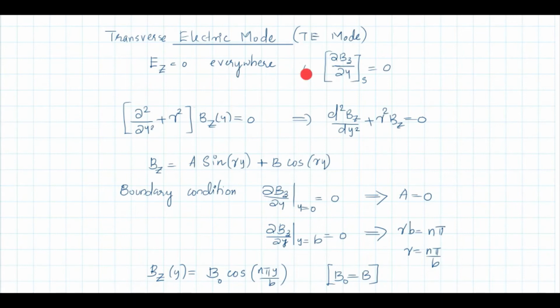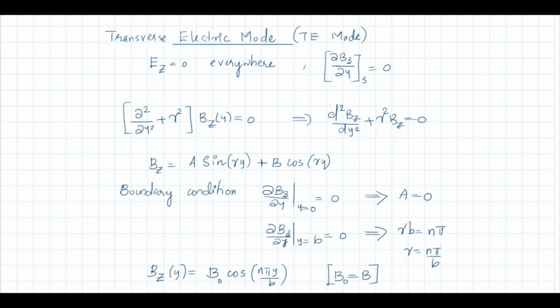What is the boundary condition? Boundary condition should be that of Bz, because when Ez equal to 0, the only wave equation you have is dou square by dou y square plus gamma square acting on Bz equal to 0. This is the only wave equation you have. That is for Bz. So the boundary condition should also be for Bz. Dou Bz by dou y at surface is 0. Now, this Bz is a function of y only. So, no need of writing partial derivative. You can use total derivative. D square Bz by dy square plus gamma square Bz equal to 0.